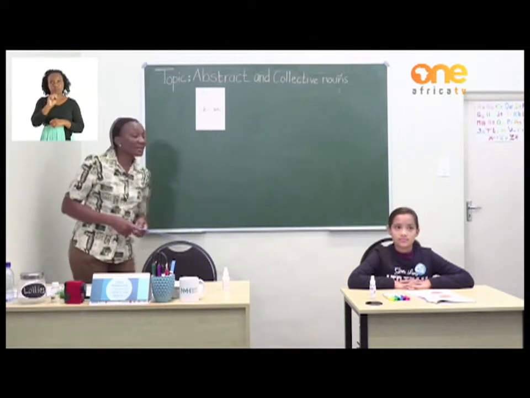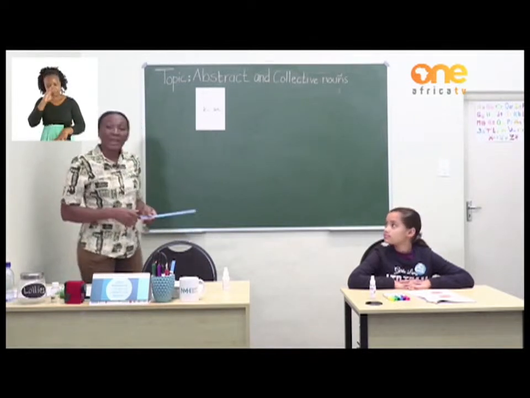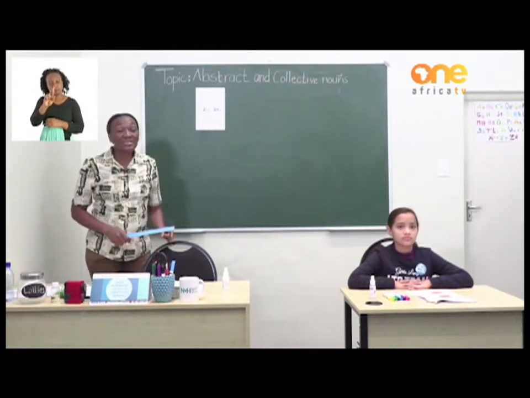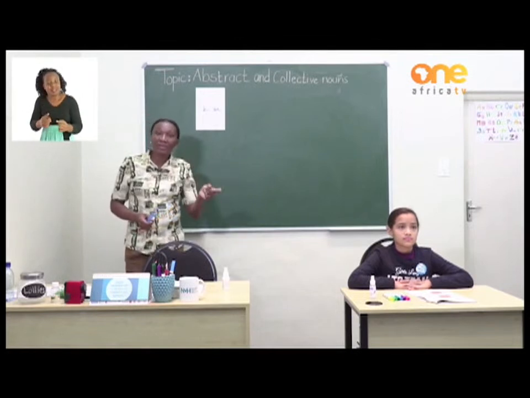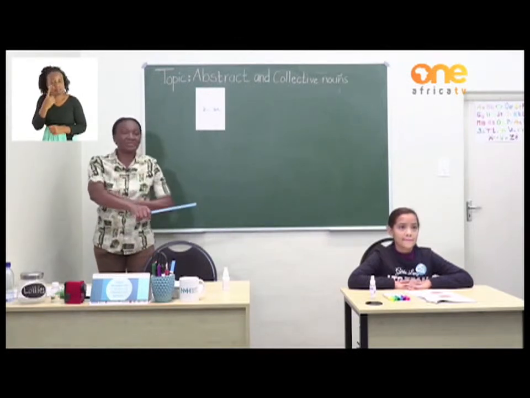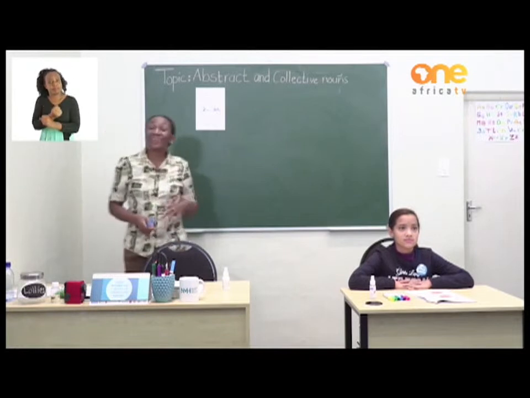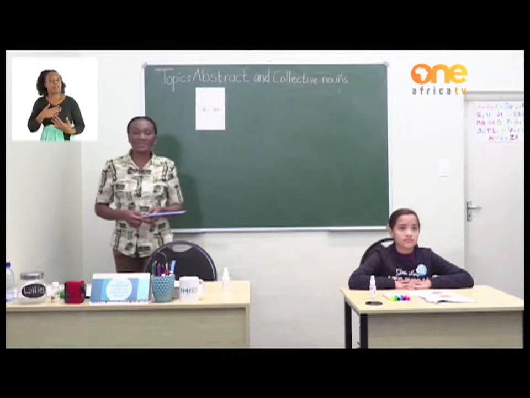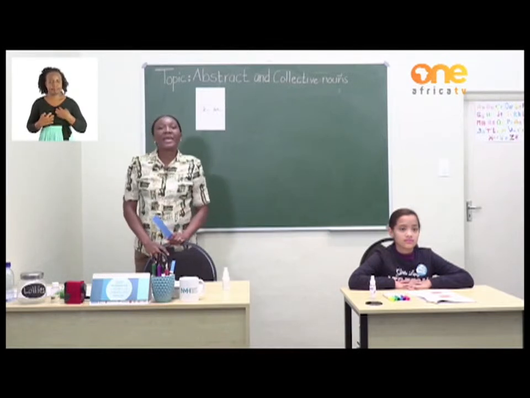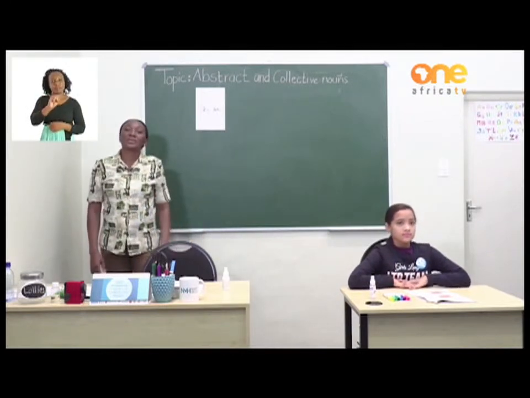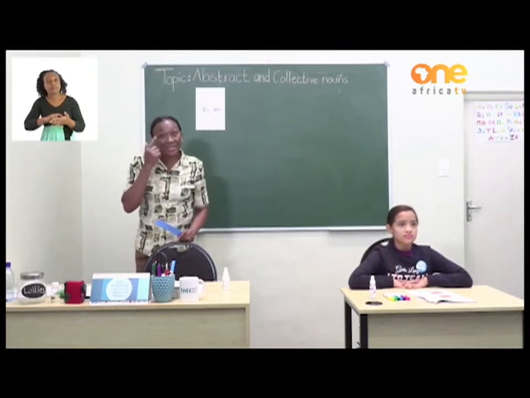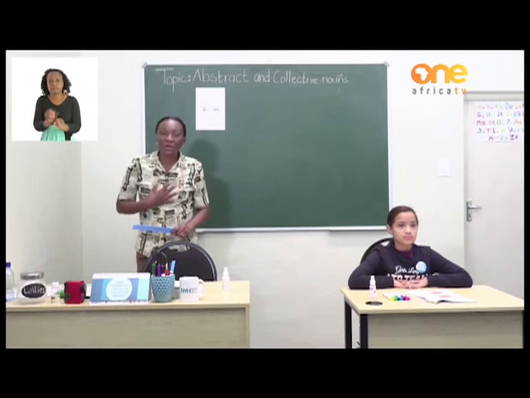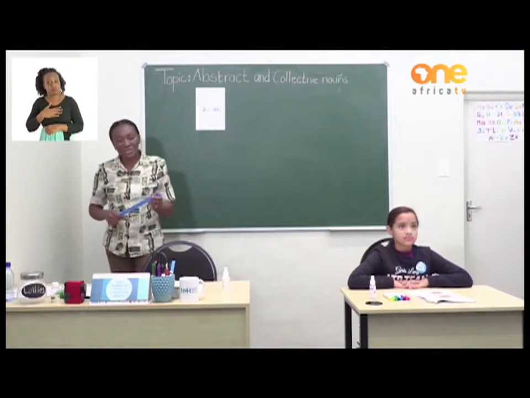What is an abstract noun, Chanel? An abstract noun is something that we cannot see or touch. It is often a feeling or an emotion. What did I just say? I said an abstract noun is something that we cannot see or touch. It is often a feeling or an emotion.